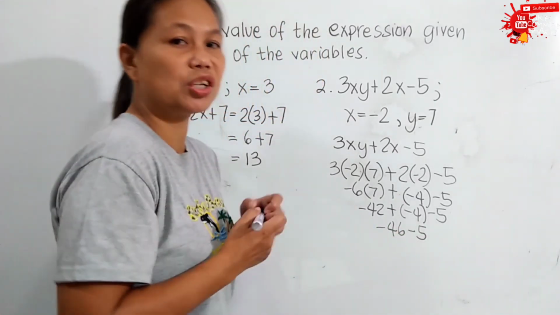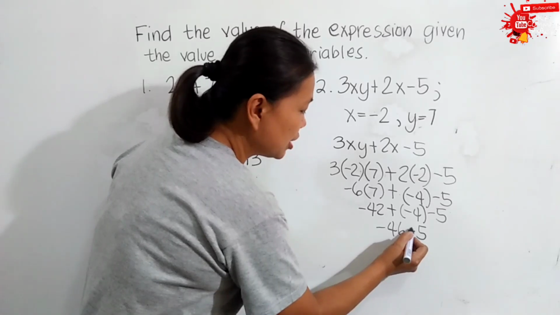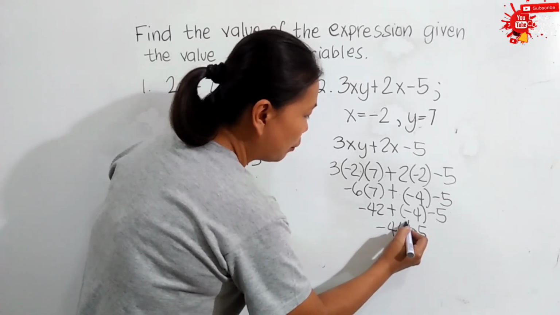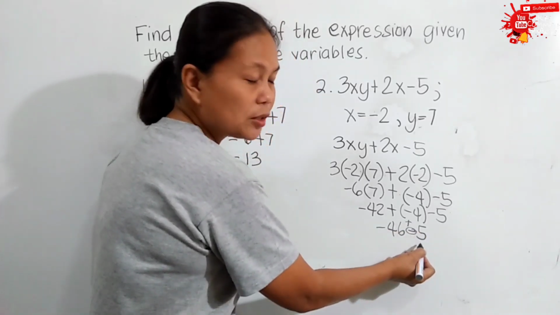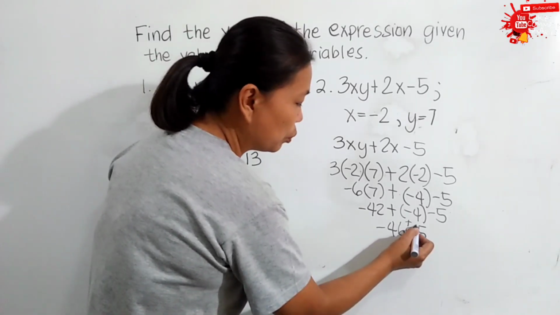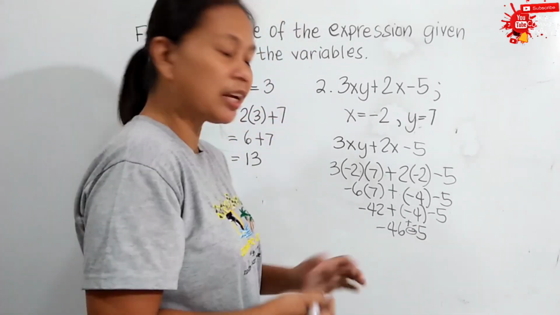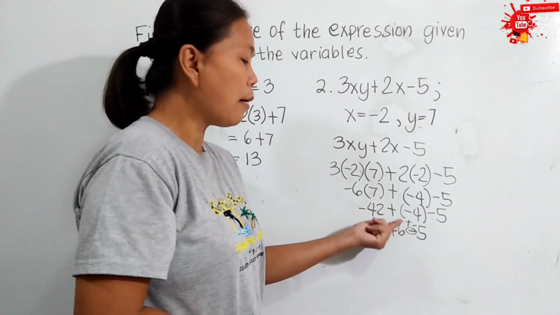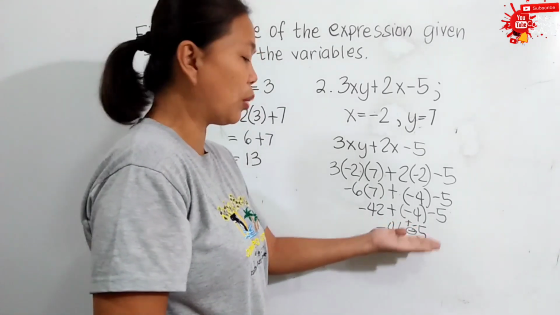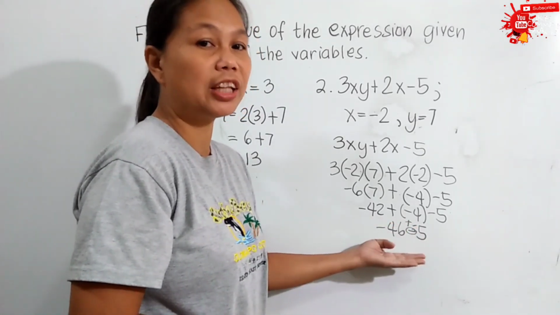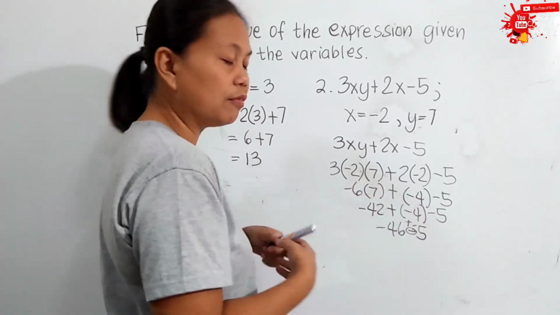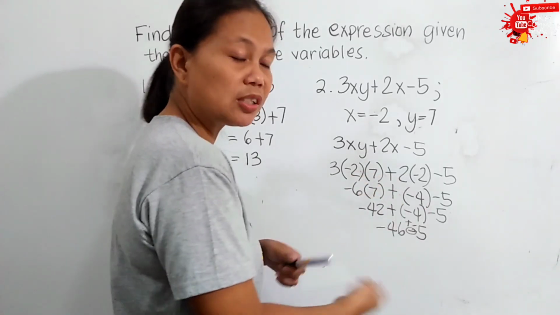Now, this is subtraction. So, we have to change the subtraction sign to a plus sign and then get the opposite sign of positive 5, which is negative. So, it will become negative 46 plus negative 5. So, again, we are adding two integers with like signs. So, we add their absolute values. So, 46 plus 5.